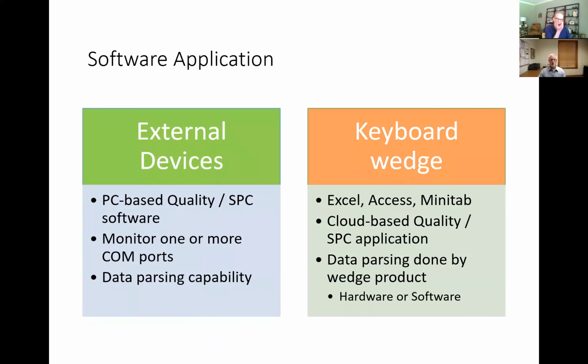Okay, so an external device software program is typically a PC-based quality SPC app, software program like GainSeeker. It's got the ability to monitor one or more COM ports, and it's also got the ability to parse a data packet. So when this stream comes in from a device, it might come in from a serial device and have those extra fields I was talking about. This software can take a look at it, and based on the specifications you give to your software person, parse that data to give you just the value or the values in the units of measure.